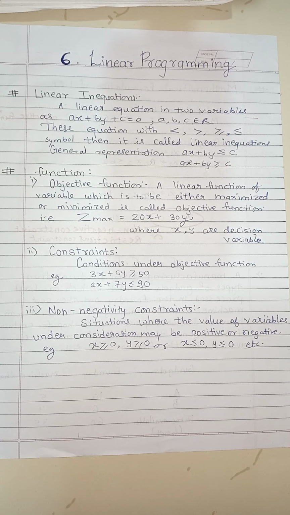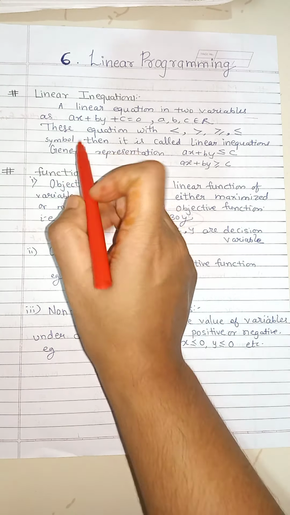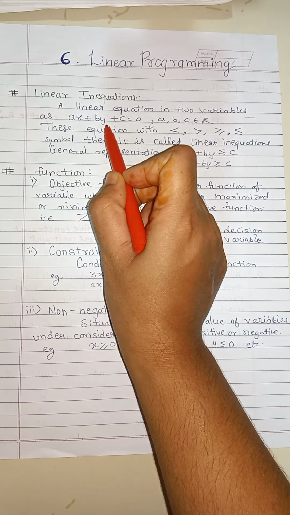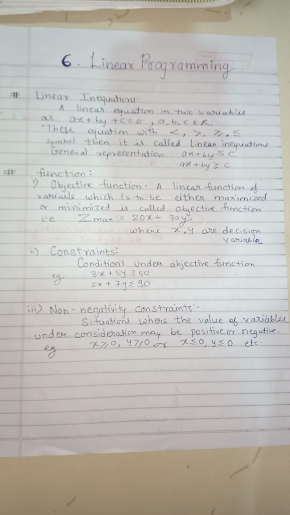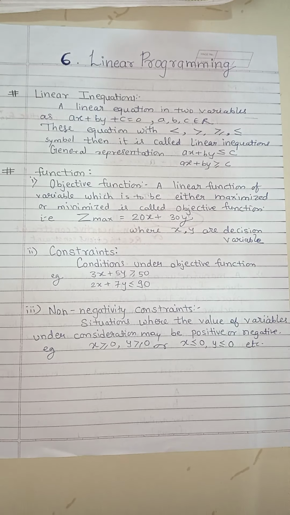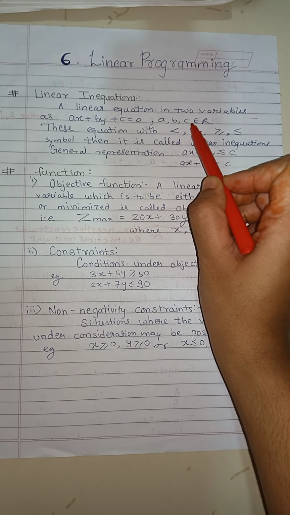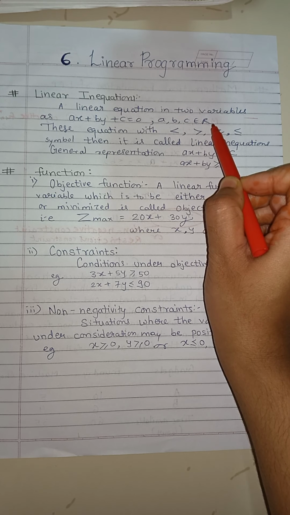Hello students, we start chapter number 6, linear programming. Before we start linear programming, first of all we see what a linear equation is. An equation in the form ax plus by plus c is equal to 0 is called a linear equation, where a, b, c belong to the real numbers.